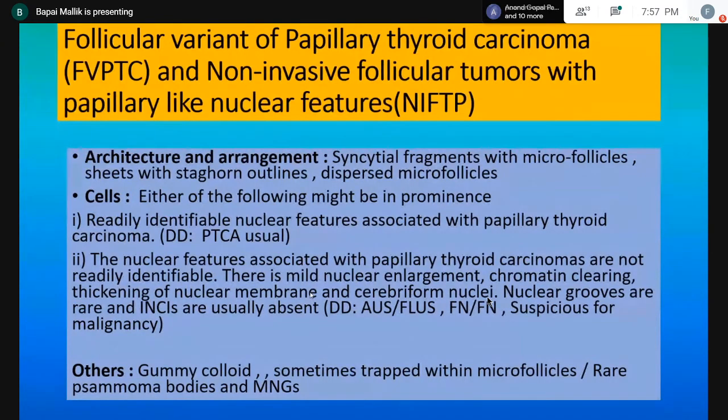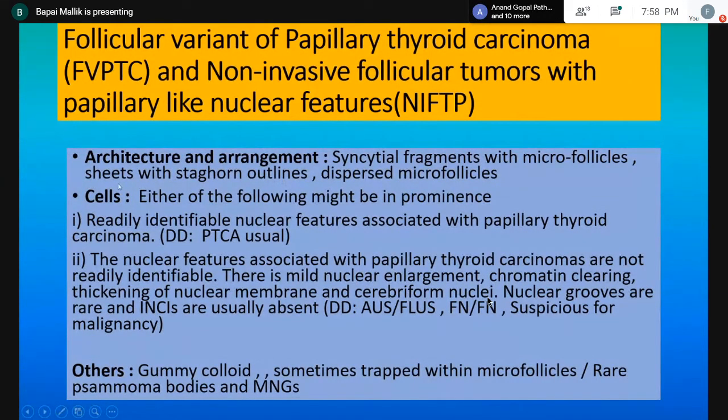This is the follicular variant of papillary thyroid carcinoma and the non-invasive follicular tumors with papillary-like nuclear features. On FNA, they show more or less the same features. Now, the first point that I would like to make, and this is an extremely important point, before we go into the nuclei and the cells in general, we should take a very good look at the architecture, because from the architecture and arrangement, you can sometimes get a pretty nice hint that we are possibly dealing with this entity. We see syncytial fragments with microfollicles emanating out of those fragments, and sometimes you see fragments with staghorn outlines with some dispersed microfollicles in the background. So look for these syncytial fragments and look for the microfollicles coming out of the fragments. And this low-power appearance of syncytial fragments with staghorn outlines, I find extremely helpful to give me a kind of a hint.